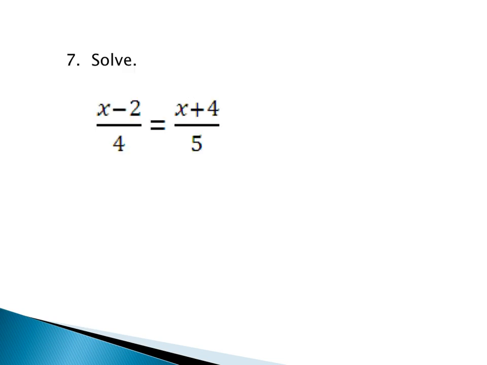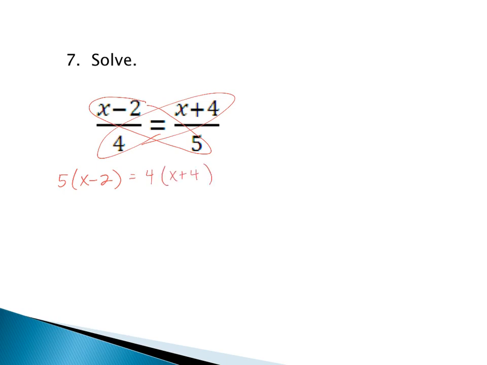Number 7, it says solve. We have a proportion. I see an equal sign there, so we can cross multiply. So we're going to cross multiply these. We're going to have to do 5 times x minus 2. And we're going to cross multiply these. 4 times x plus 4.